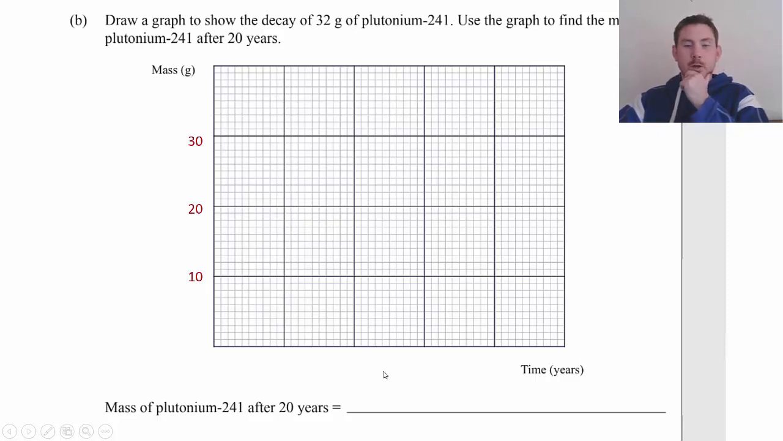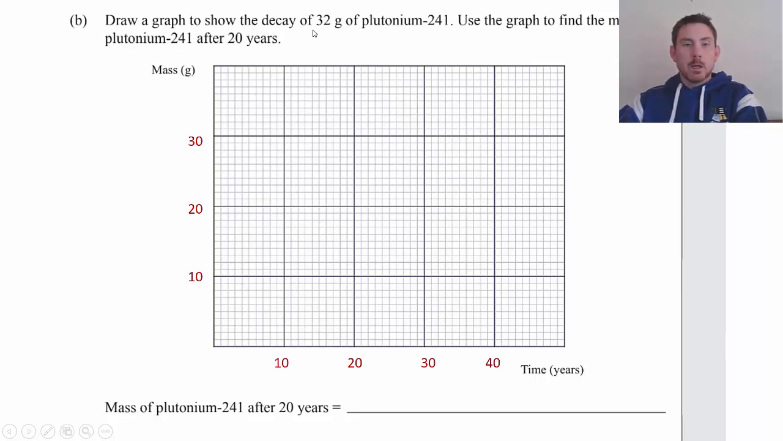And for our time scale, we know we're going to have to use the graph to find the mass of plutonium after 20 years, but knowing how half-lives work, we're probably going to want more than 20 years to be able to show what's going on with the change in plutonium over a long time. And so I would suggest that we use 0, 10, 20, 30, 40 as our scale on the time axis.